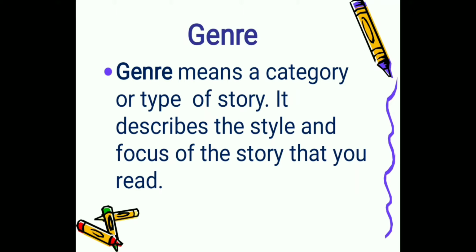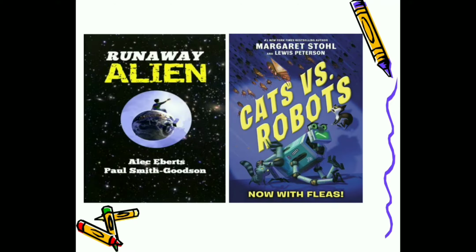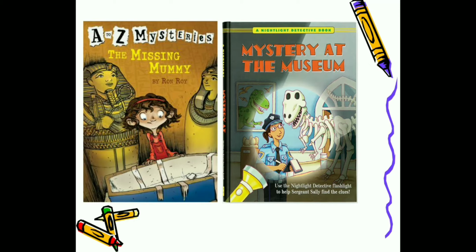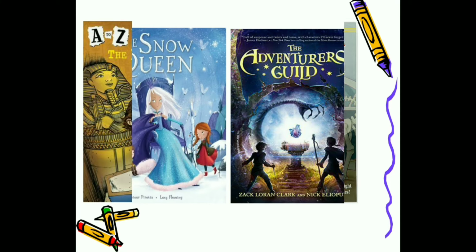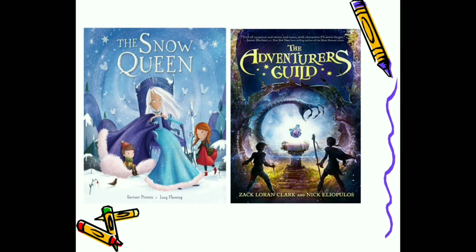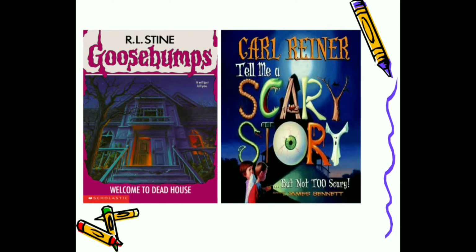For example, genres like science fiction, where it's all about science and technology. Or maybe even mystery, where we have all different types of mysterious adventures. Or maybe even fantasy, where it all deals with magical powers and superheroes. Or maybe even horror stories, which are very thrilling and scary. So all of these different types of story that we have is what we understand as genre.